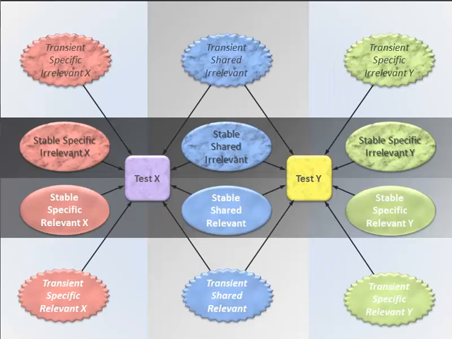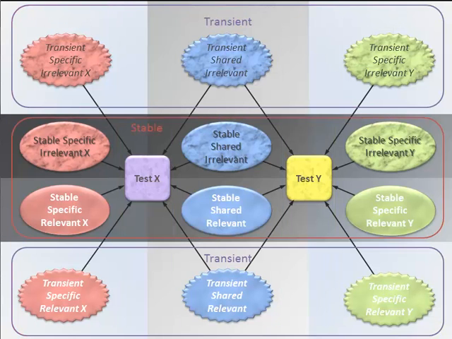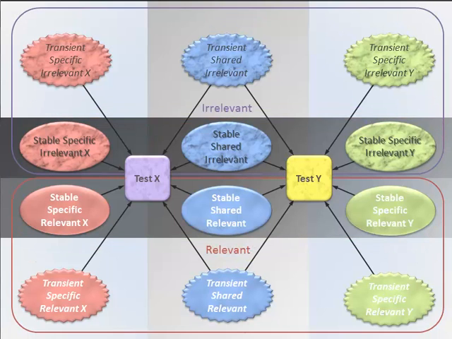In a previous tutorial, I proposed a taxonomy of influences that is very complex, and most of the time we don't need to worry about the full complexity. But just to review, some influences on test scores are shared, and some are specific. Some influences are transient, short-lived, and some are stable, long-lived. Some are relevant to the construct that we're trying to measure, and some are irrelevant.